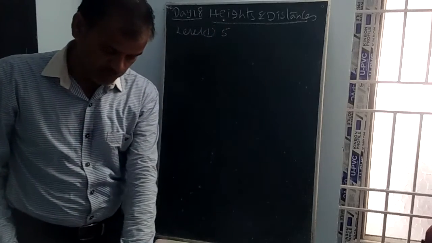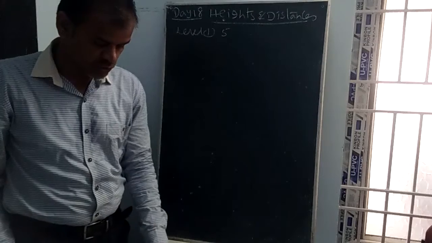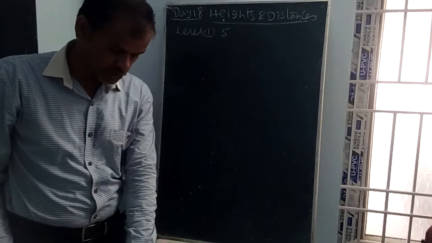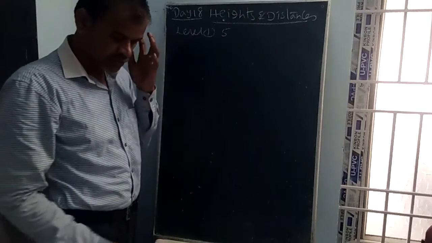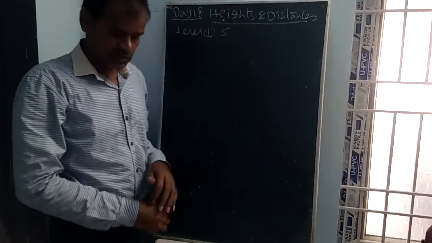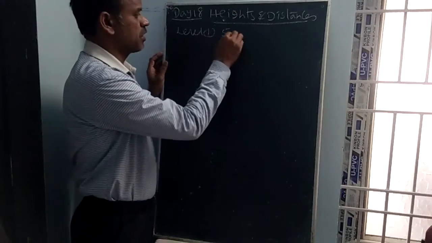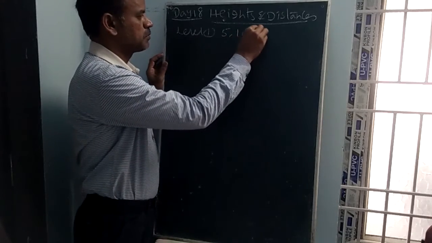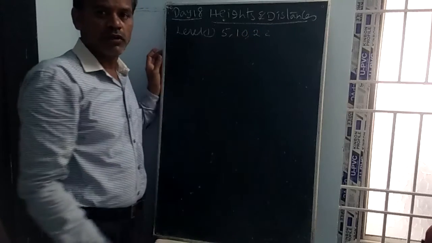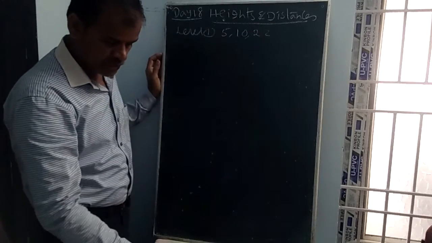Important sums are there. In level 1, fifth question, 10 and 22. Some problems we have discussed. Now we should discuss 5, 10, 22. Let us read the question.